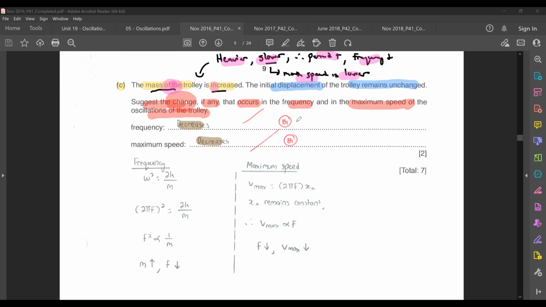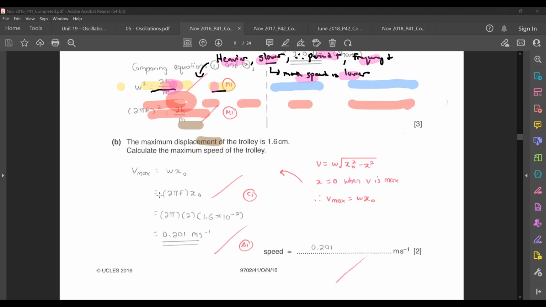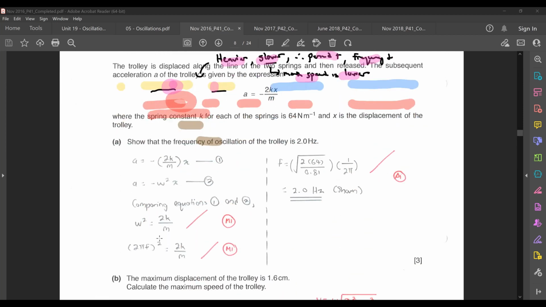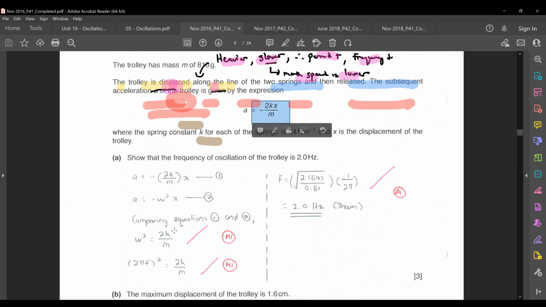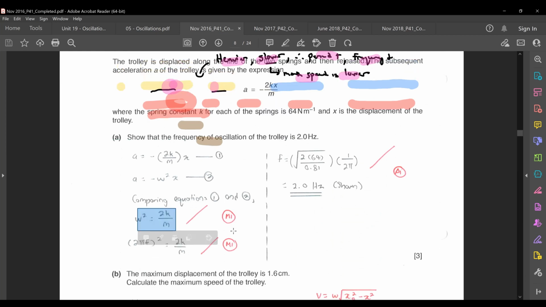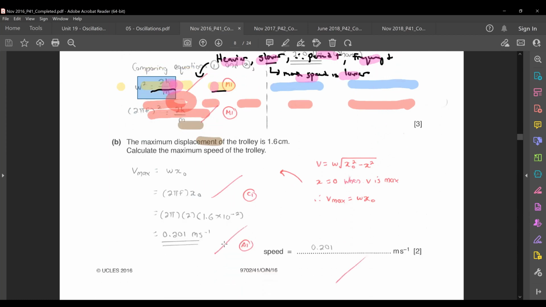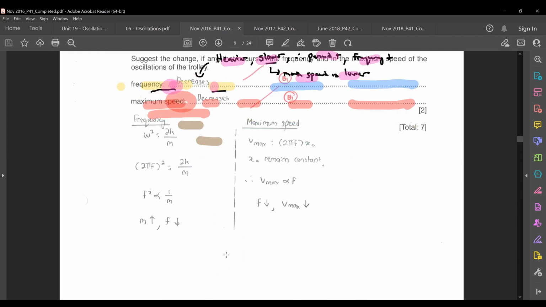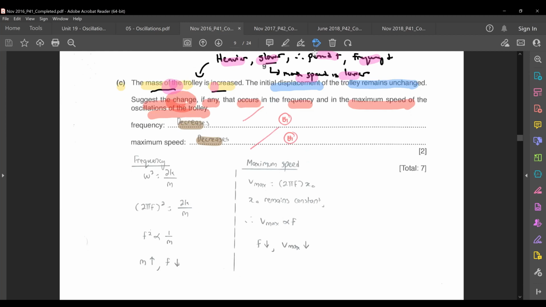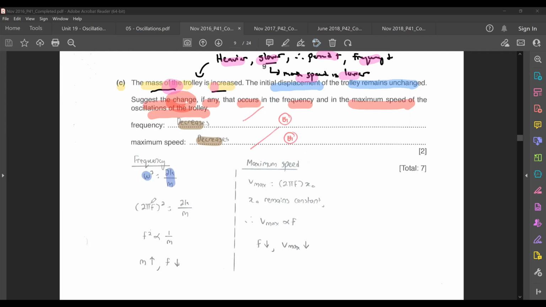Okay. But if you want to have a proper way of deducing these answers, you can actually refer to the equations that you were originally given. The initial part of the question mentioned that your motion is described by this, but you eventually show that omega squared is equal to 2k over m. So that omega squared equals 2k over m can be related to your frequency, where you say that it is (2 pi f) squared equals 2k over m.